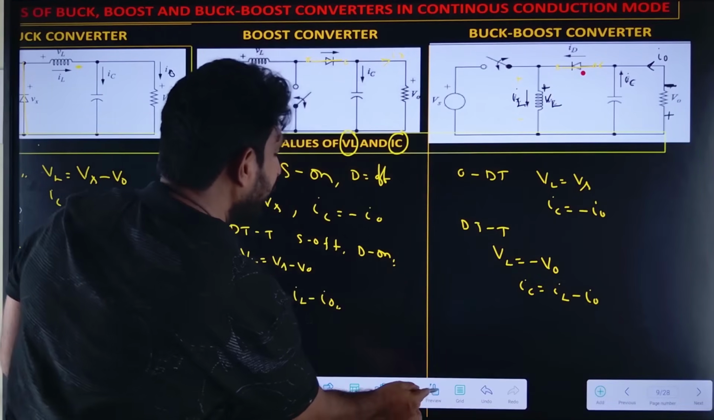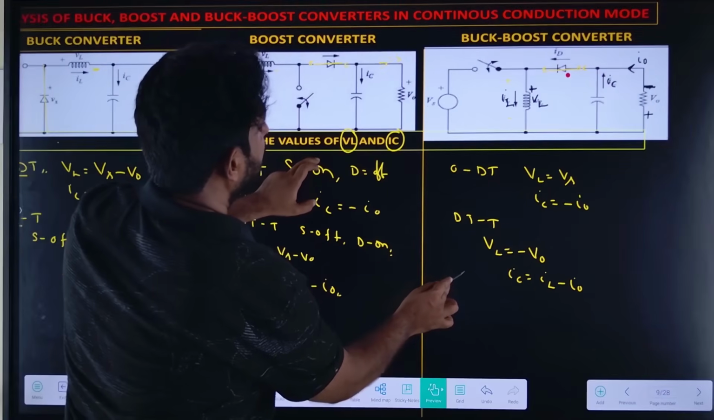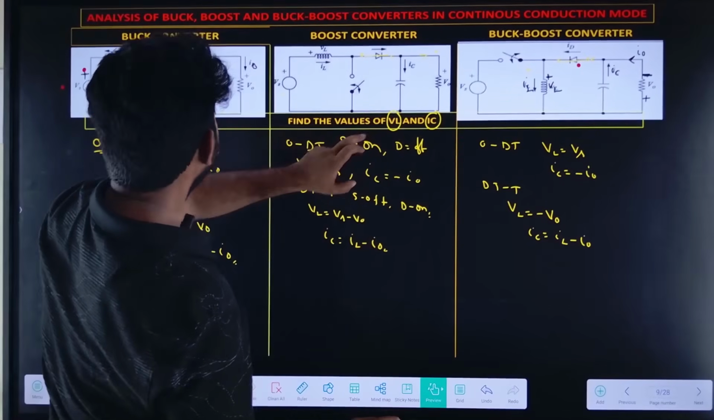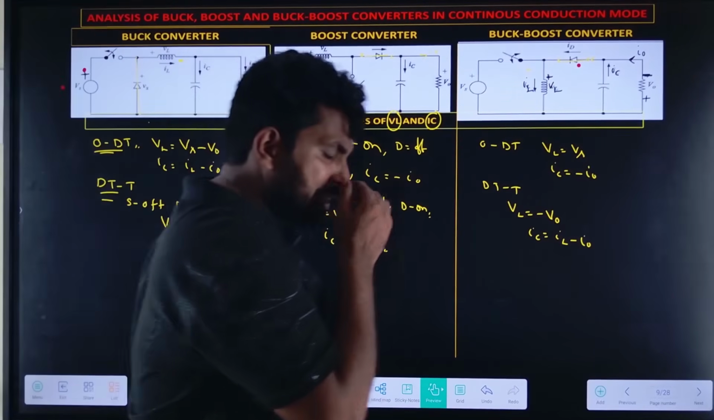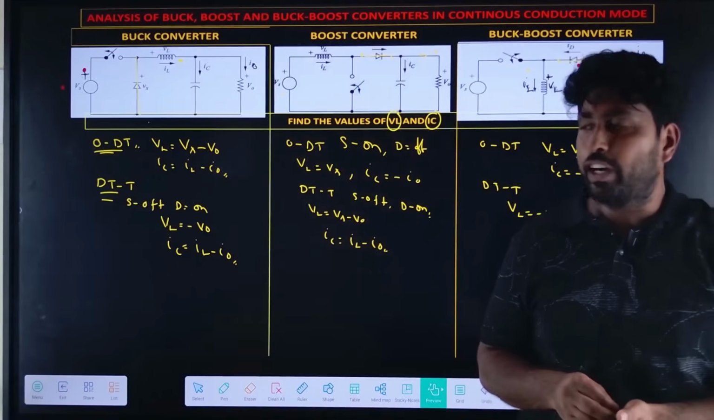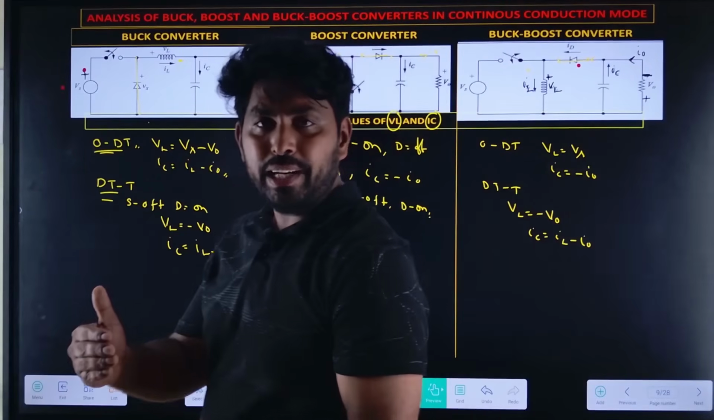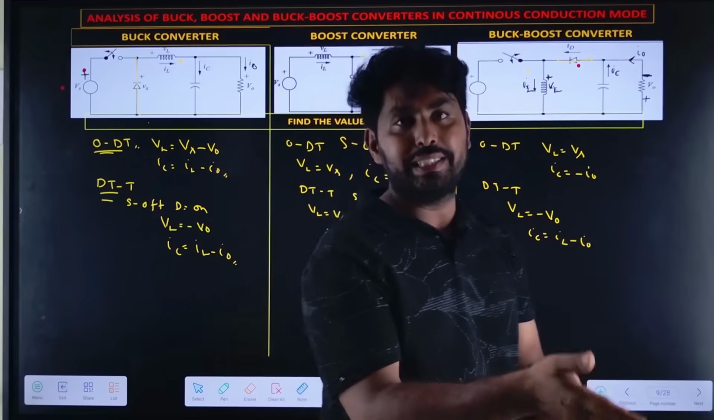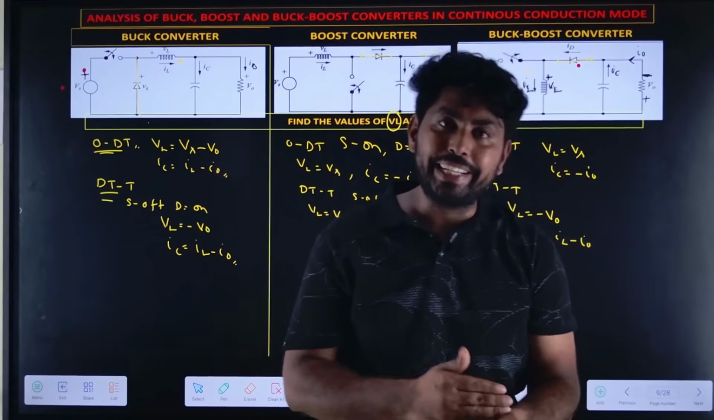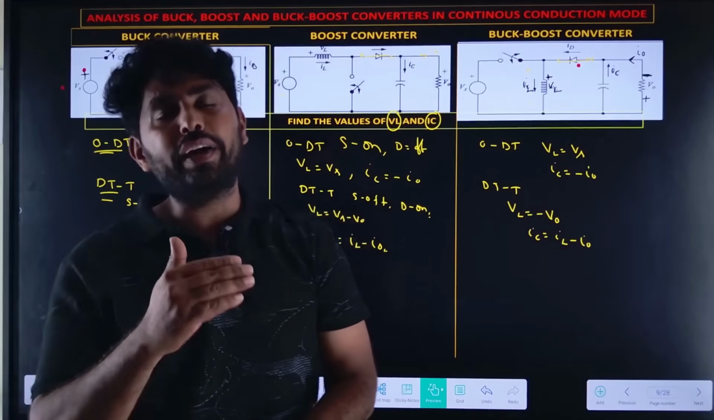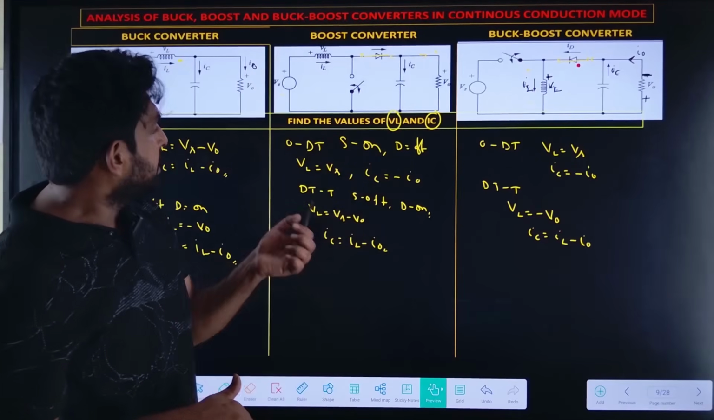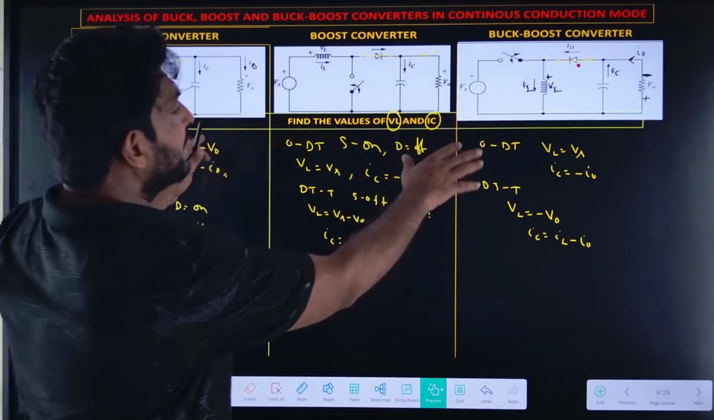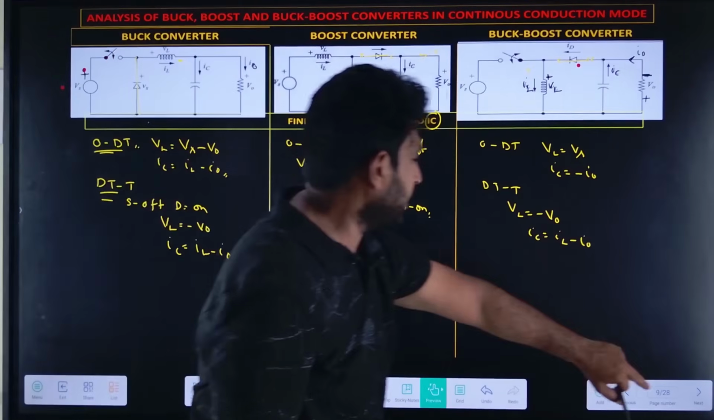Now we have derived for the three cases. The same principle we are applying. What we have done here: 0 to dt, switch S is in on condition, diode is in off condition, we find the VL and IC. Next, dt to t, switch S is in off condition, diode is in on condition, we find the VL and IC. So these three conditions we have derived.